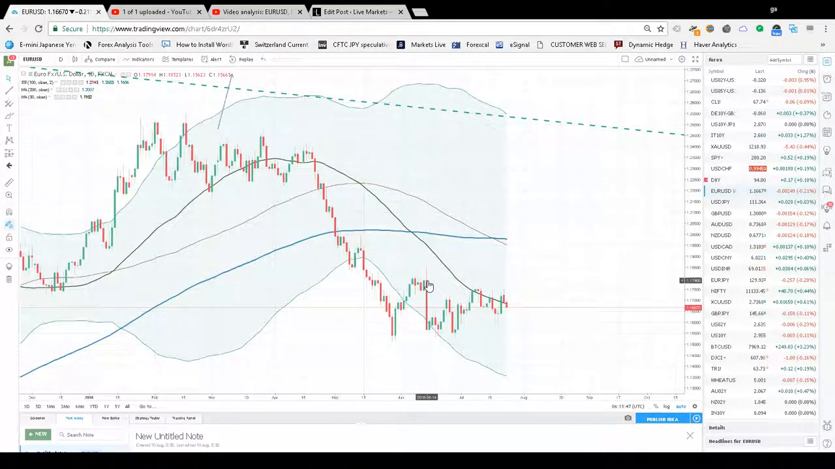Now, any trading school will teach you that a flag formation in a downtrend or in an uptrend will normally resolve in the direction of the trend. So we expect this to fully break down in the direction of this trend here.